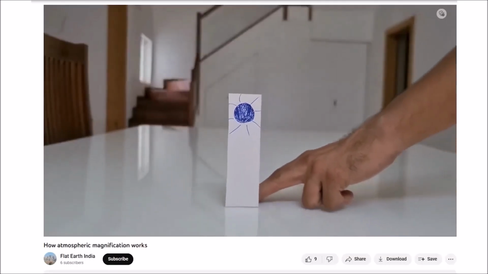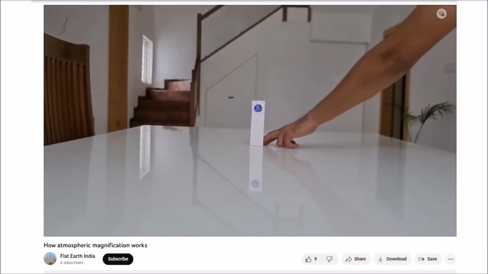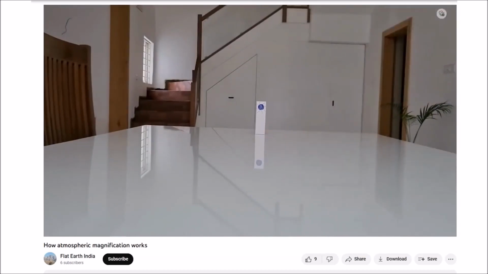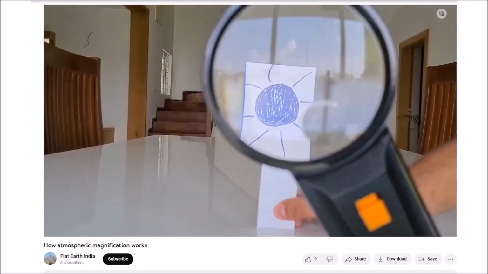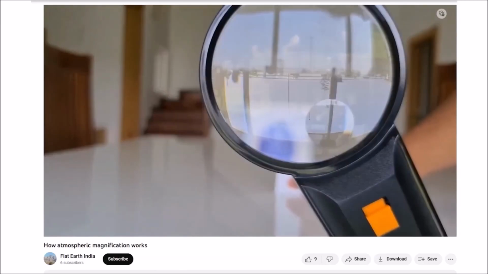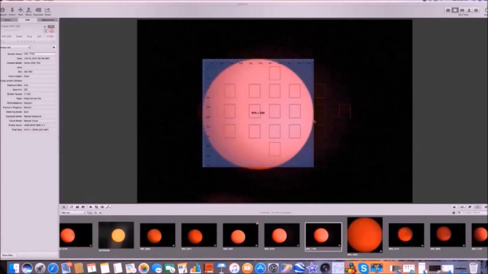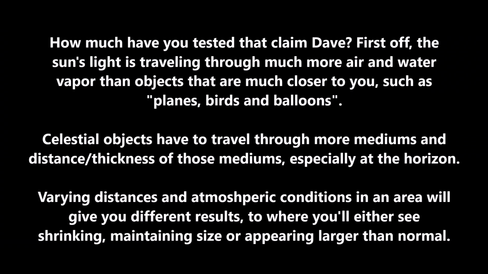Now, flat earthers have put this down to atmospheric magnification, claiming the Earth's atmosphere is magnifying objects more and more as they get further and further away, which causes them to always appear the same size. And we have shrinkage over here from the noon picture. The first obvious problem with this, though, is why is it only happening to celestial objects? Why don't planes, birds, balloons, and everything else in the sky also stay the same size as they get further away? How much have you tested that claim, Dave?